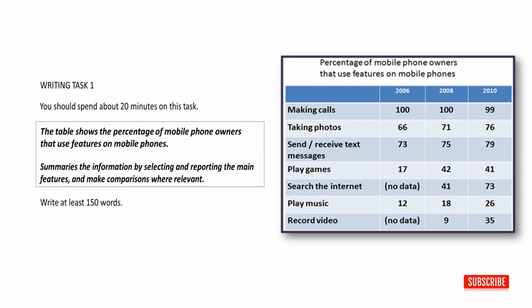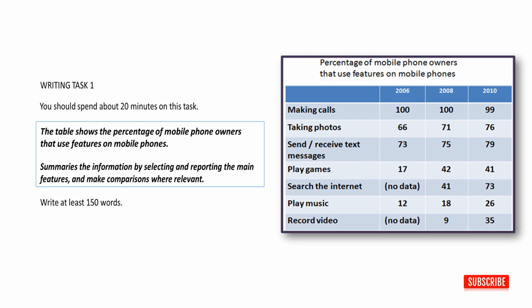First of all, pay attention to the data on the table. Tables contain rows and columns. For every row and column, there would be headings. And the headings tell us specific details of the data. In this case, the row headings are about features that mobile phones have. The column headings show us 3 years.